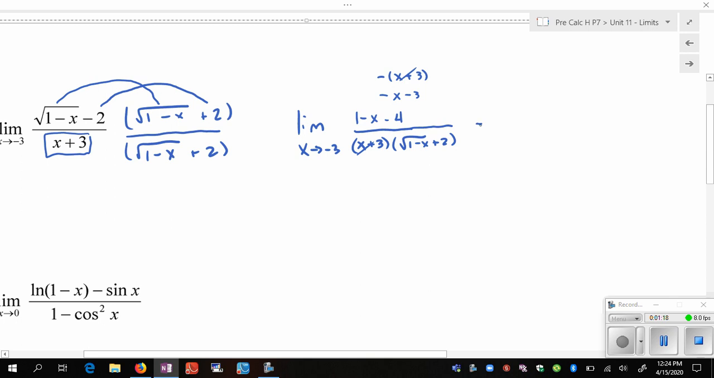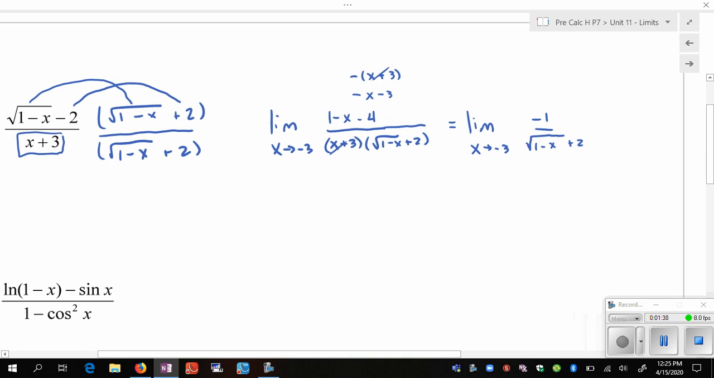So my new evaluation is the limit as x goes to -3 of, well, everything up top canceled out except for the -1. And in the bottom, I'm left with the conjugate, square root of 1 minus x, plus 2. So now by direct substitution, I have -1 in the numerator and square root of 4 plus 2, which is 2 plus 2, so I get -1/4.